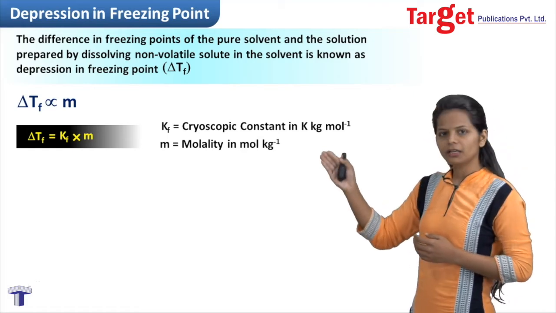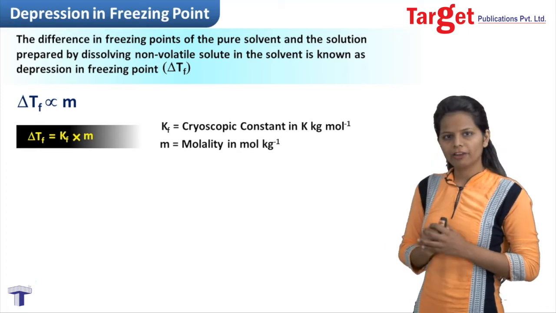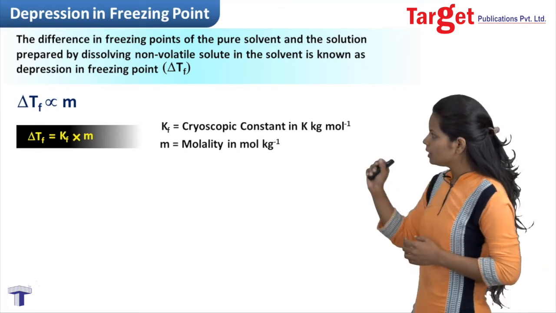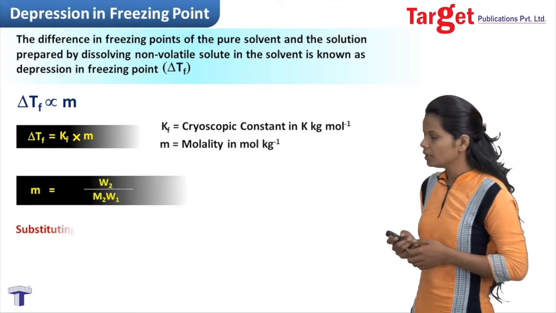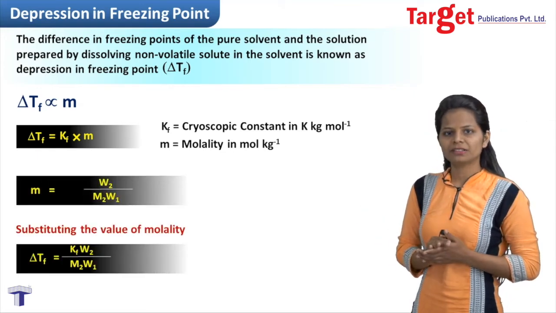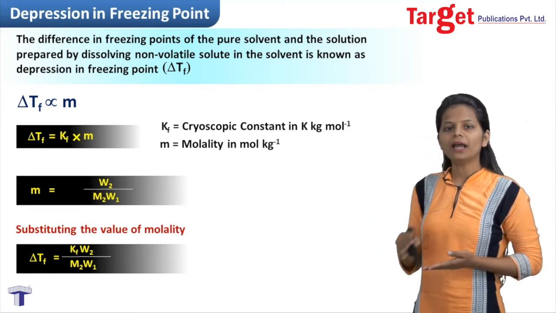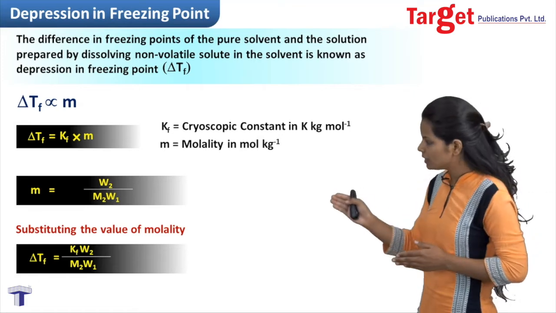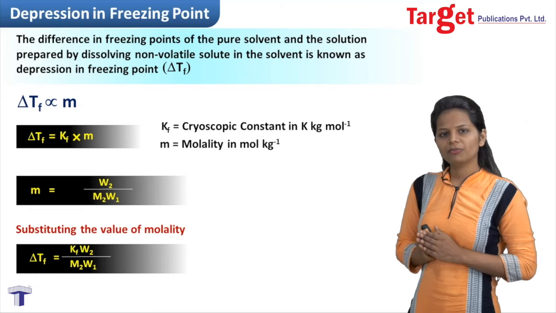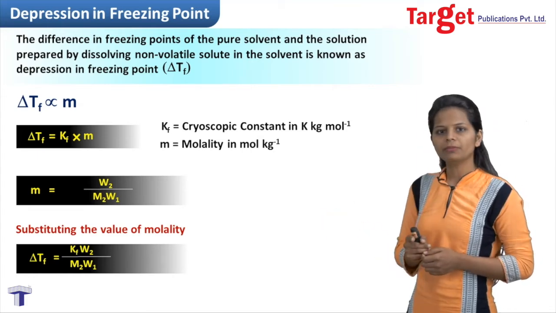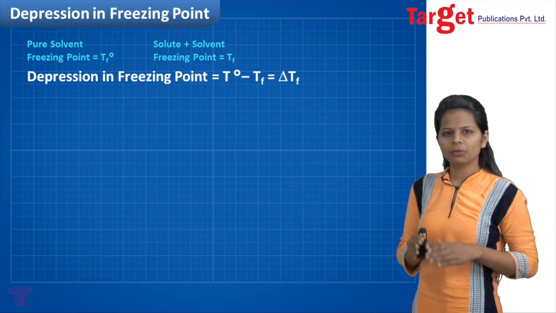We have delta Tf, where F represents the freezing point. Delta Tf equals Kf multiplied by m. Now, m, as we all know, is molality, which is measured in mole per kilogram, which is symbolically represented as W2 divided by M2 multiplied by W1, and the entire equation can be summarized as delta Tf, which is depression in freezing point, is equal to Kf multiplied by W2 divided by M2 multiplied by W1. Again, we are going to study this phenomenon graphically.